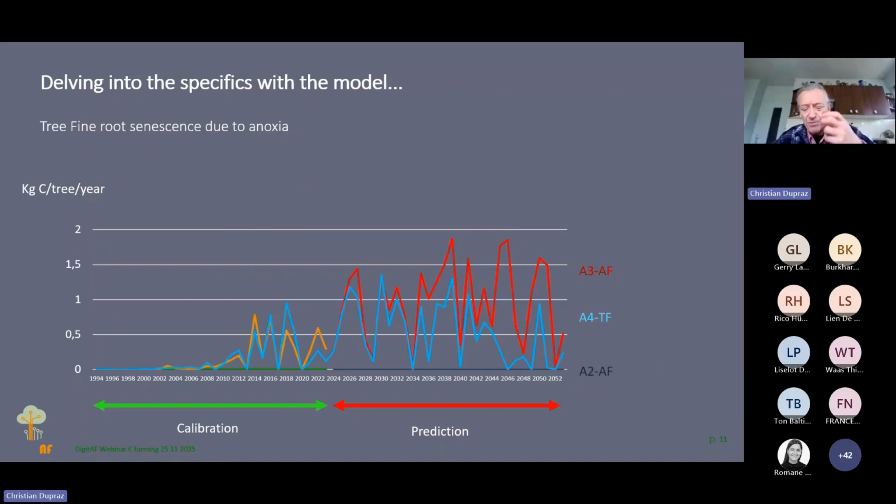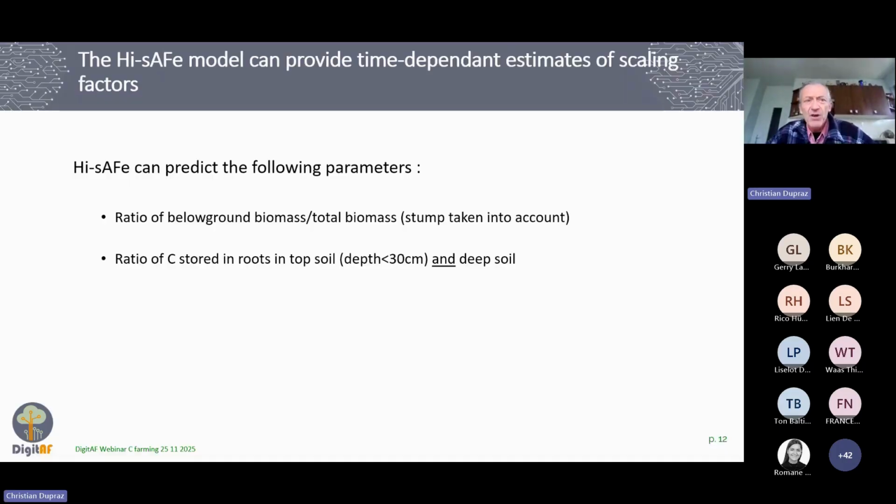So the model is good to predict the quantities, but also to explain why it's working in that way. So the model can provide time-dependent estimates of scaling factors. Scaling factors are very much used for all those regulations. And for example, the ratio of below ground biomass to total biomass can be predicted. Usually it's a single figure that is used in regulations, but our model shows that it could be dynamic and could be tailored to specific time durations.